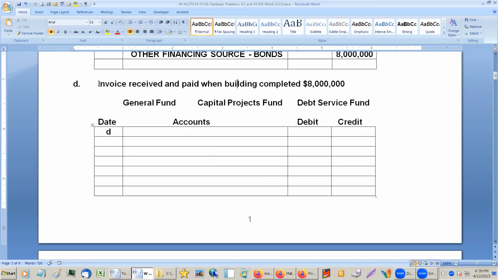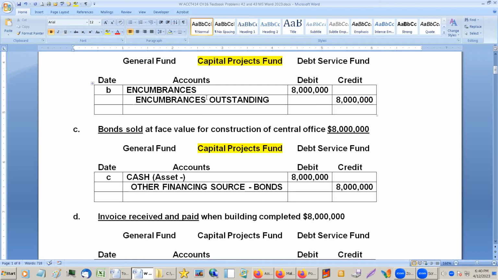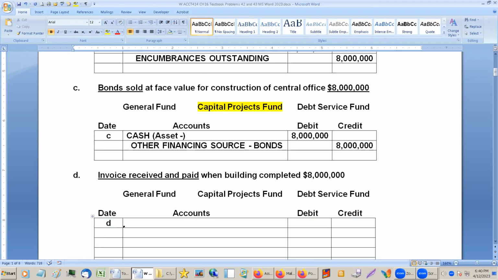Okay, invoice received and paid when the building was completed. So here you have to reverse the encumbrance and encumbrance outstanding for 8 million. Yep. Let me reverse that out. So we're going to take our hand off the money, and now we're going to spend it.